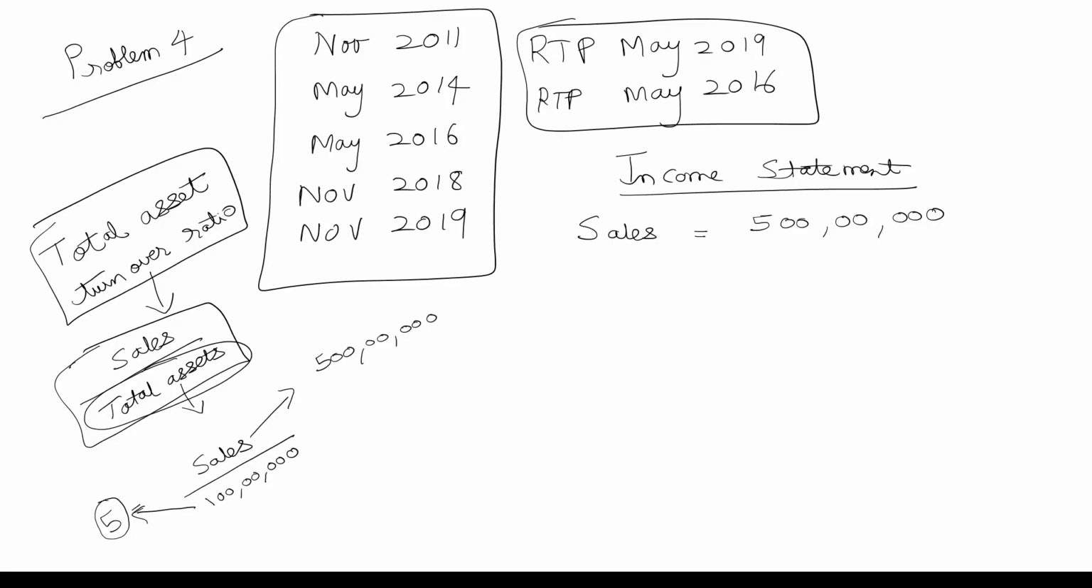Similarly, if I find the total asset turnover ratio reducing, then I would say that the efficiency in the usage of assets to generate sales is also reducing. Let's say 5 does not become 7, let's say 5 becomes 3.